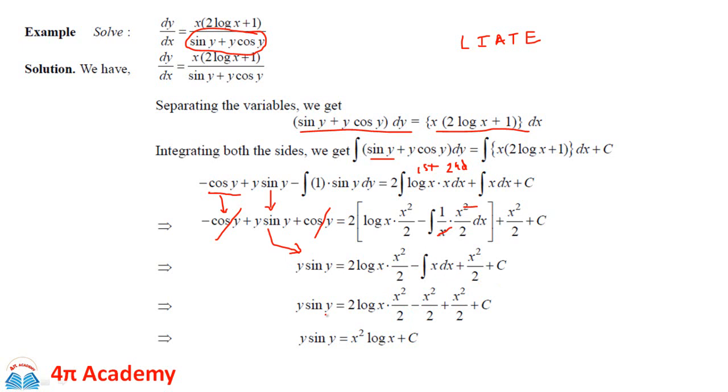So that will be y sin y, and it should be equal to 2 log x into x square by 2, then minus integration of this x dx is x square by 2, plus x square by 2 plus c. So this plus x square by 2 and minus x square by 2 will go off, and then finally we remain with the answer as y sin y is equal to x square log x plus c. So this is the answer.